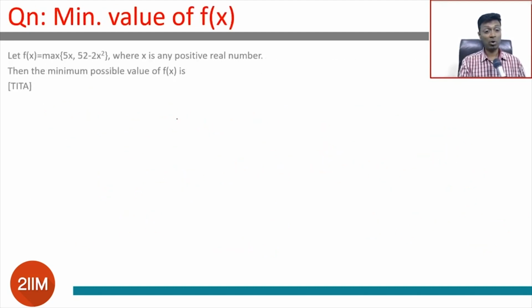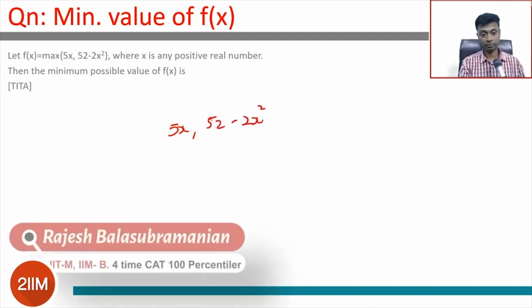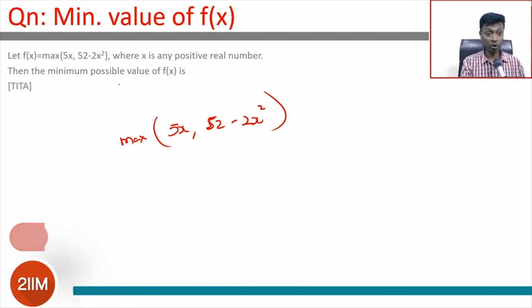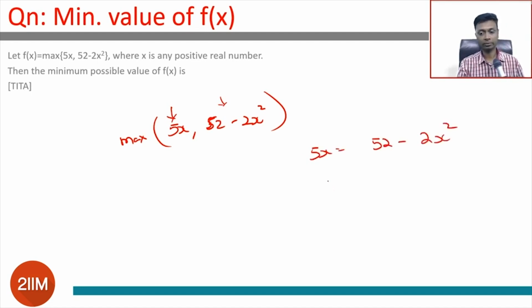f of x is the maximum of 5x and 52 minus 2x square. So this is a curve, this is a curve, and f is the maximum of these. The minimum possible will be the time when the two curves intersect, or 5x equals 52 minus 2x square. 2x square plus 5x minus 52 equal to 0. This is what we get.